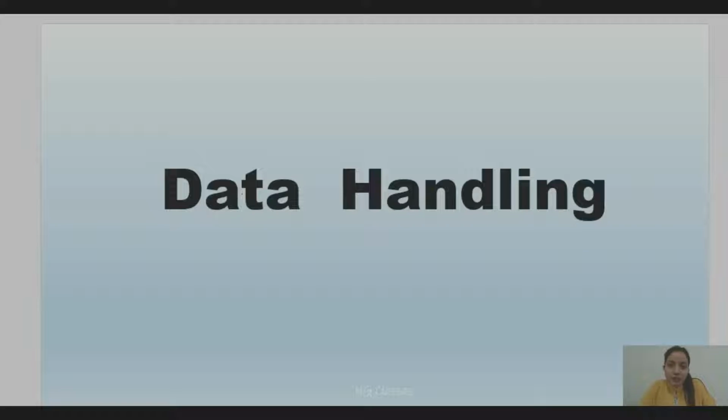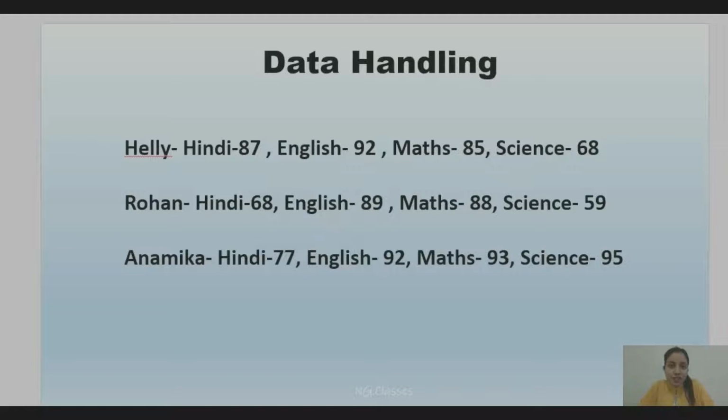So today we are going to discuss data handling. Now what's data handling? Data handling means to handle a set of data. Like if after your final exam, I am having marks of each and every student of my class like this one. This is the raw data I am having.